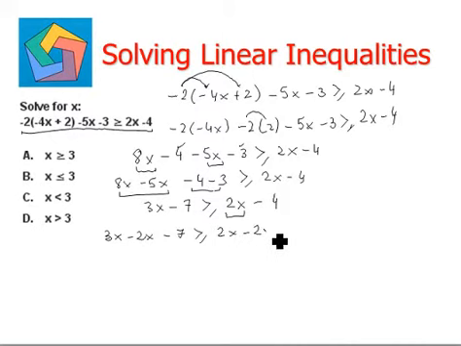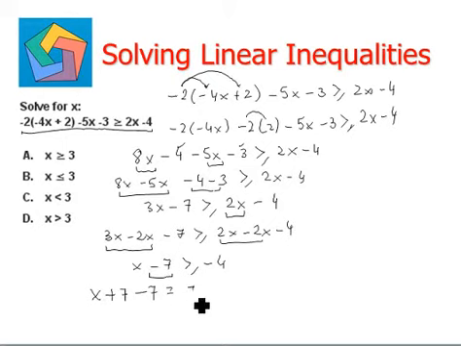So 2x minus 2x becomes 0. 3x minus 2x becomes x. Minus 7 is greater than or equal to negative 4. Now to find out the value of x, we have to do away with this negative 7. For that we add 7 on both sides. Now this negative 7 plus 7 becomes 0. x is greater than or equal to 7 minus 4, which is 3. So x is greater than or equal to 3 is the final answer and can be seen in option A.